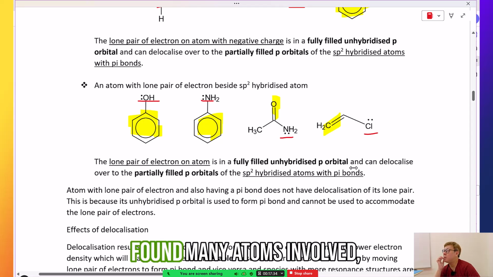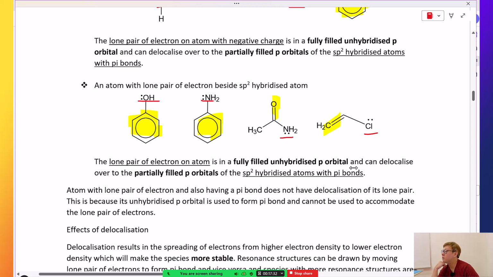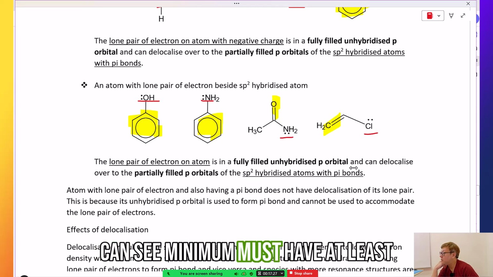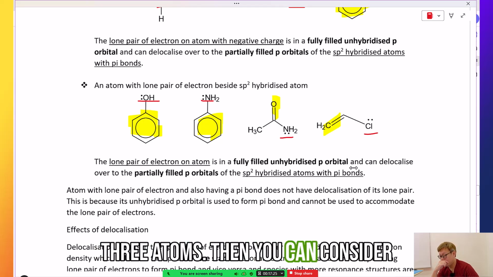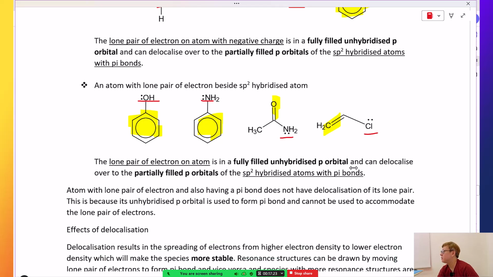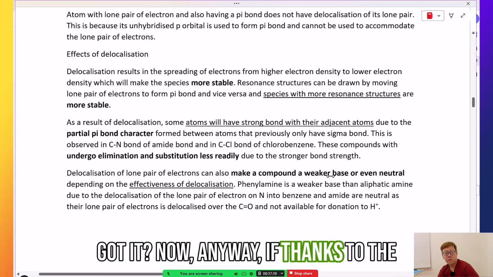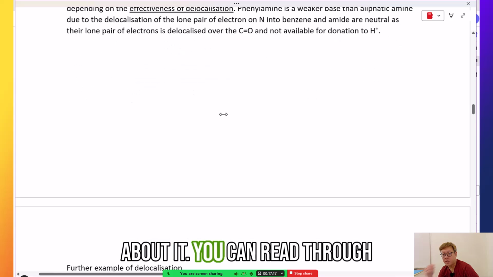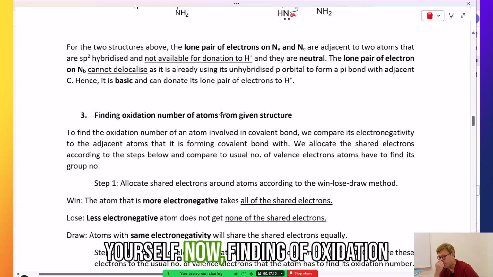So minimum you must have how many atoms involved? 3 or more. Can you see? Minimum must have at least 3 atoms. Then you can consider it as resonance. Got it? Now, anyway, effects of delocalization, I don't want to talk about it. You can read through yourself.